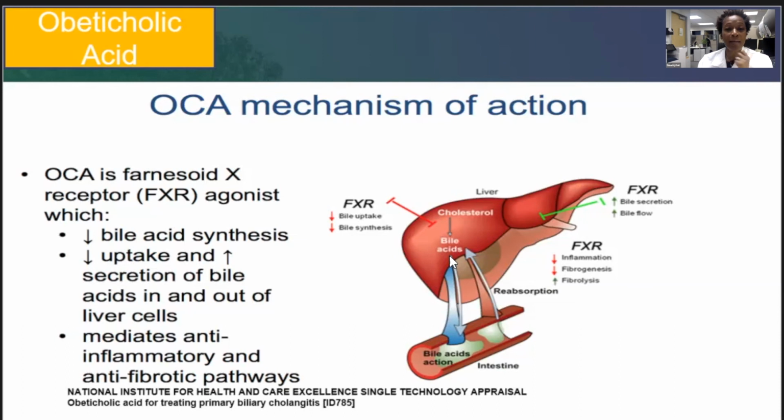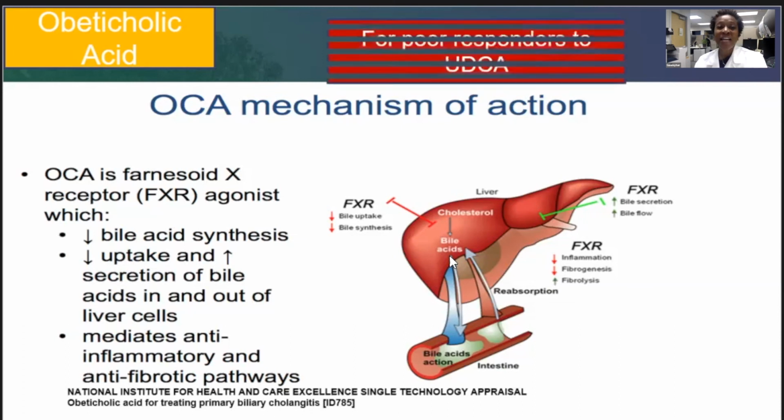It's my time. Okay, I'm almost done. And this is really for patients who are poor responders to ursodiol, but there are also some studies that are showing these in combination, and I think that will be the future mainstay of people who have PBC once we have more data.